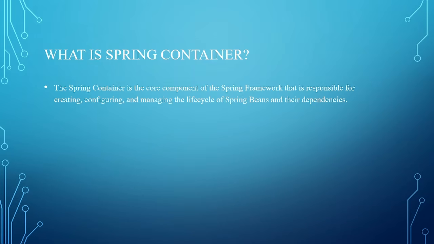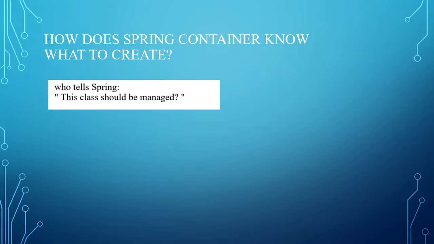Now we have one more question. How does Spring know which classes need to be created and managed? For example, how does it know that EmployeeService should become a Spring bean? This is where configuration and component scanning come into the picture. So now we know that the Spring container is responsible for creating and managing the objects, and these managed objects are called Spring beans. But how exactly does Spring identify these classes and turn them into beans? And what happens to the bean after Spring creates it?